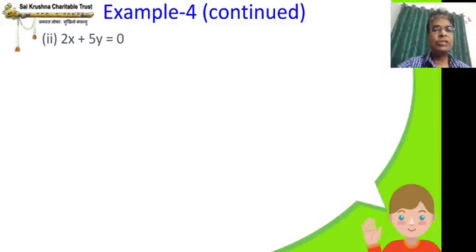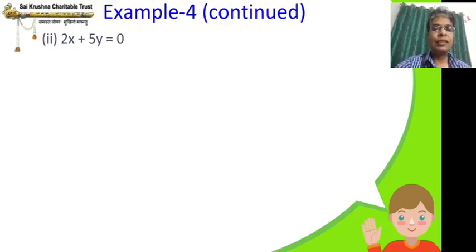2x plus 5y equal to 0. Now I am going to pass. You can pause the video, find both the solutions and then we will go to the next question. Then I will tell. Fine. Got it?